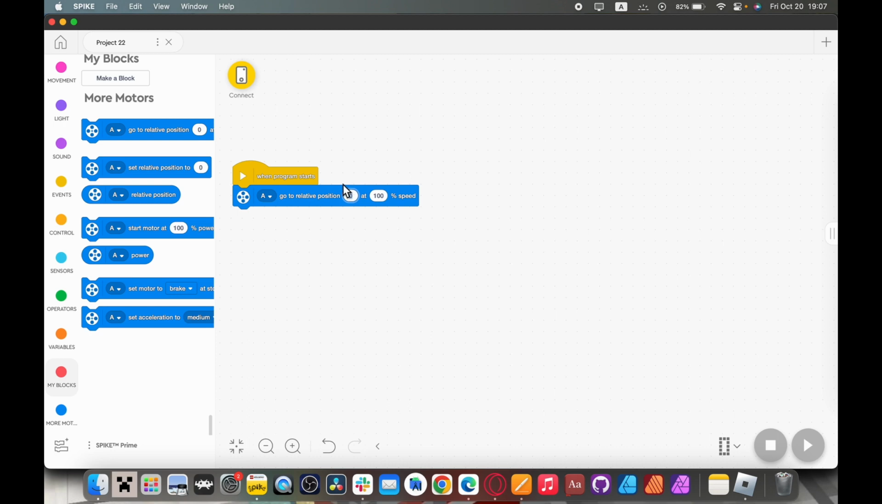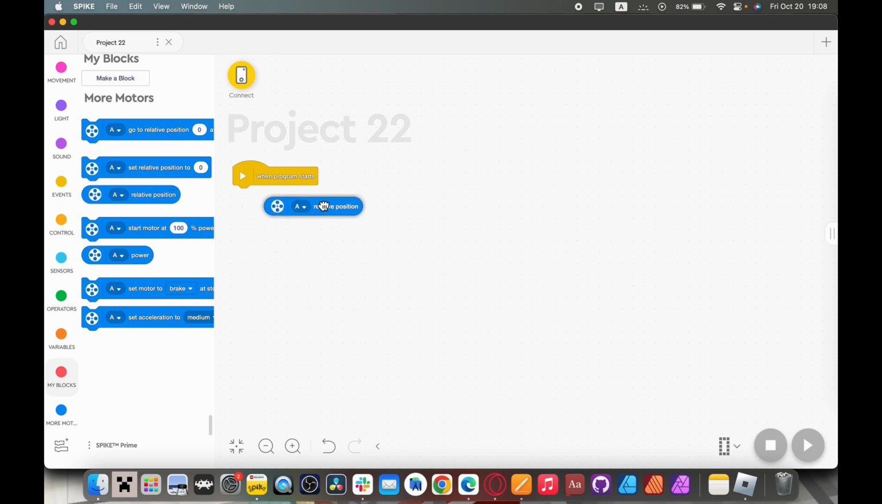Kind of cool, but I can also see why it is in the more section, especially after seeing some of the other blocks in this section. Next we have the set relative position to block. And what this one does is, if it's at 0, it basically resets that position. You can set it to like 60 or whatever, and then that's the relative position. These two relative position blocks are cool if you've got something like a forklift or a program where you want the robot to move a very precise amount. Other than that, I mean, it's not super useful, if you know what I mean.